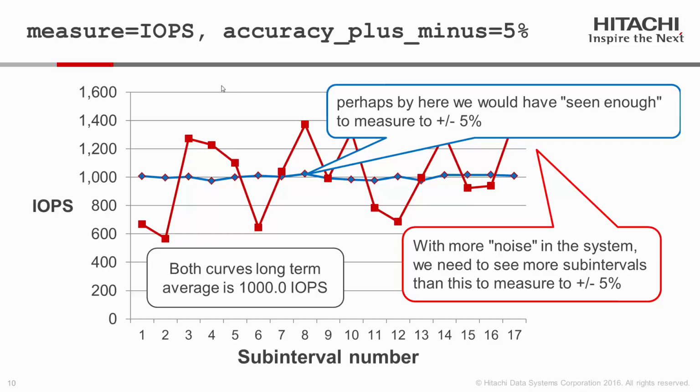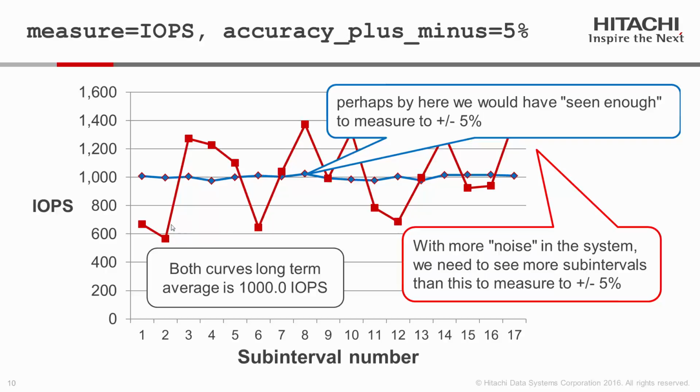The idea here is that if you'd specified measure equals IOPS, accuracy plus or minus equals 5%, and then the measure feature had observed a series of measurements from subinterval to subinterval. Perhaps at this point, if we'd received the series of blue observations, maybe by that point we would have seen enough to be confident 19 times out of 20 that we had made a measurement within plus or minus 5% of the long-term average.